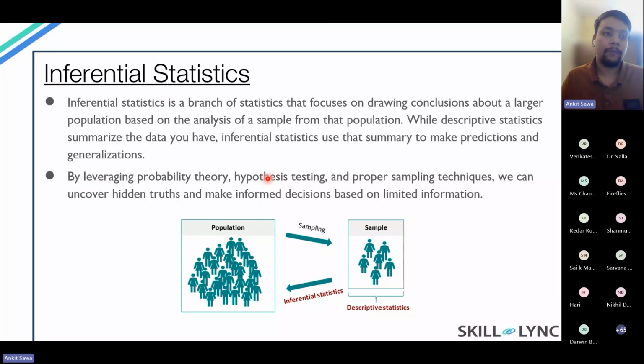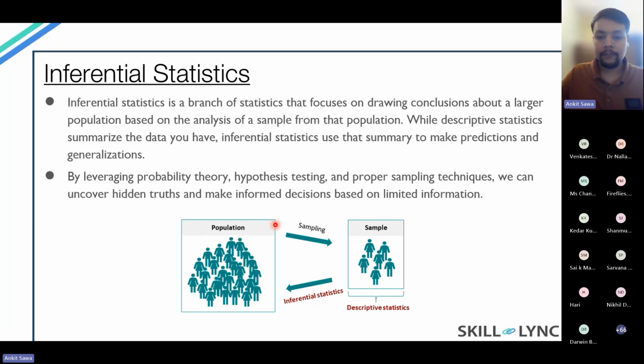Suppose I have a machine which is running for a certain duration on the shop floor. You might collect data for only 1 or 2 hours, but would want to understand its behavior for the entire day. Then how you make that inference is made possible using inferential statistical methods. While descriptive statistics summarizes the data you have, inferential statistics use the summary to make predictions and generalizations. It makes use of probability theory, hypothesis testing, and proper sampling techniques to uncover the hidden truths and make informed decisions.